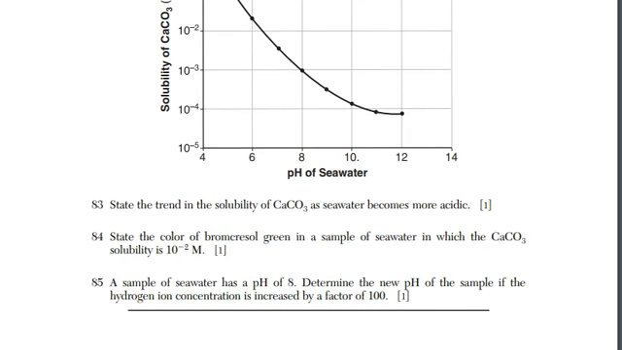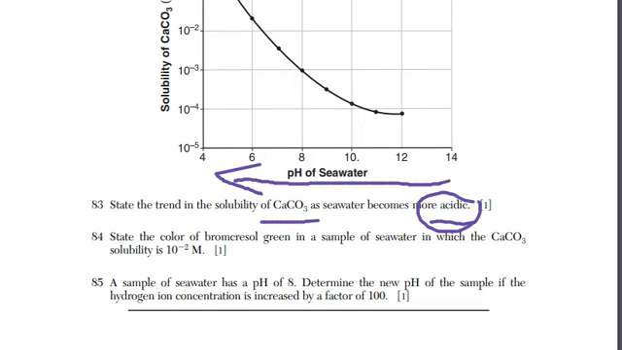Question 83. State the trend in solubility of the calcium carbonate as the seawater becomes more acidic. So be careful here. More acidic means my pH is going this way, right? The lower the pH value, the more hydrogen ions or the more acidic the solution. So as we're moving here and the pH is dropping, the solubility is increasing. And that's what you had to say.